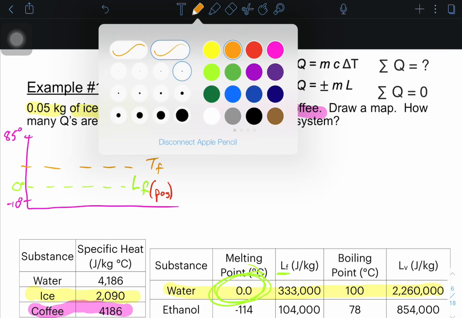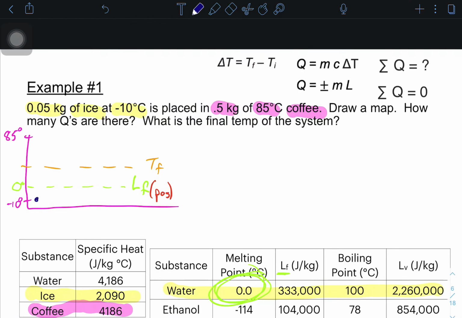Then we can put our initial dots, the temperature of my ice down here, and the dot up here because this is where my coffee is going to start. Then we can draw our arrows. That's my Q1. That's my Q2, my phase change. Then we have a Q3. Lastly, we have our Q4. And they're going to meet right here at that final temperature, TF.